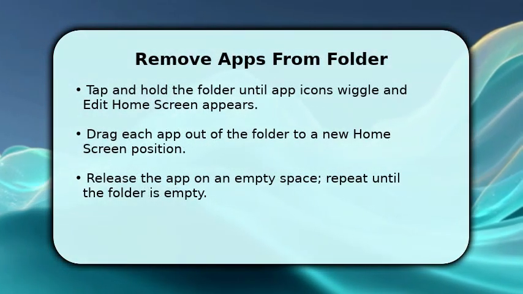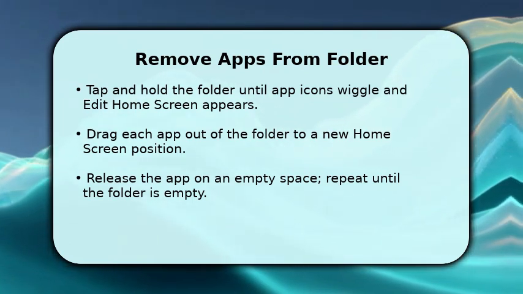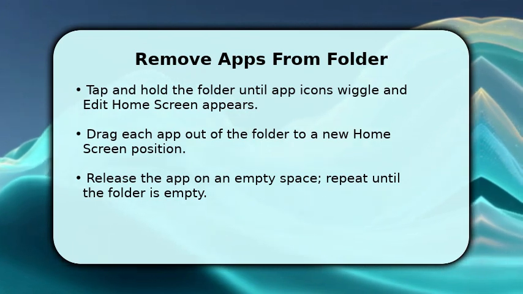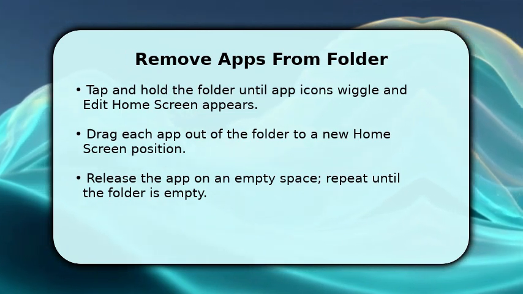Tap and hold the folder gently until app icons begin to wiggle. When the apps wiggle, the Edit Home Screen option is active on the display. Open the folder while the icons wiggle and touch any app you want to remove.